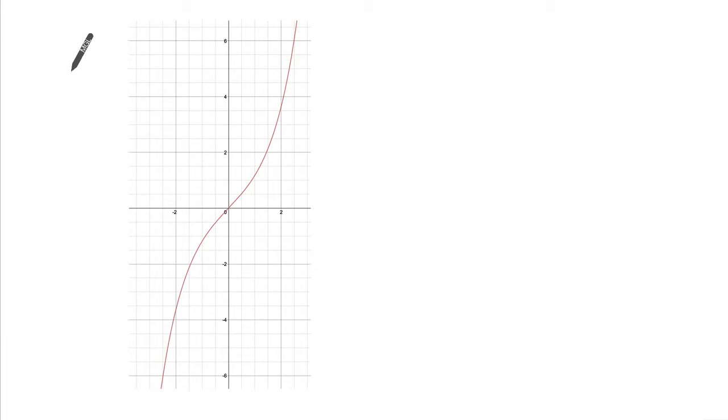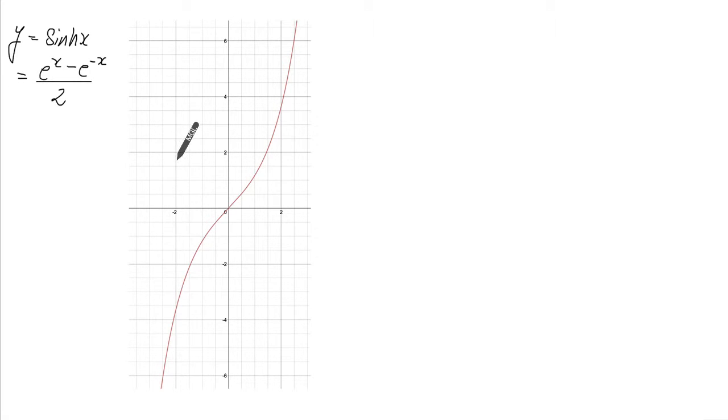So here I have the hyperbolic sine function. y is equal to sinh of x, or e to the x minus e to the negative x, all divided by 2. So that's part A. Part A says graph this function using graphing technology.